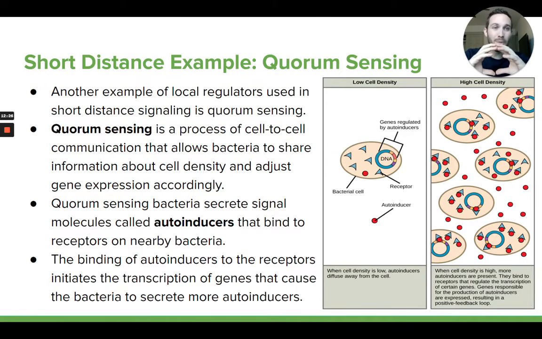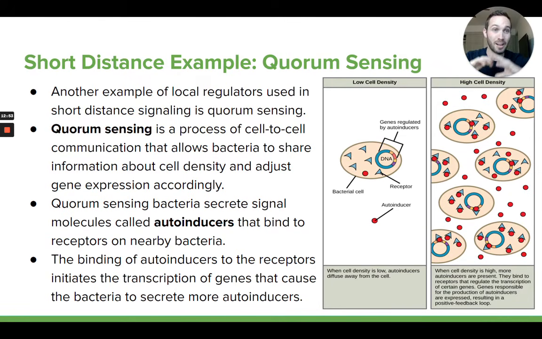But quorum sensing allows them to get an idea. It basically tells these cells how many other bacteria cells are around them, if there's a lot of bacteria cells around them or if there's not a lot of bacteria cells around them. And depending on the amount of cells around them, it's going to cause these cells to start doing certain things or not doing certain things. And it kind of creates a coordinated effort where all these cells will start doing something or will not start doing something.